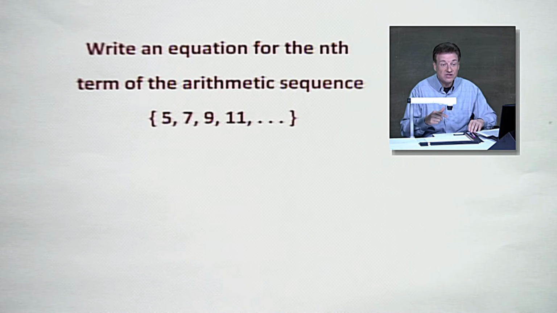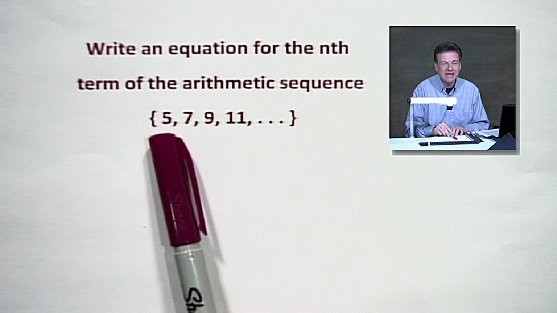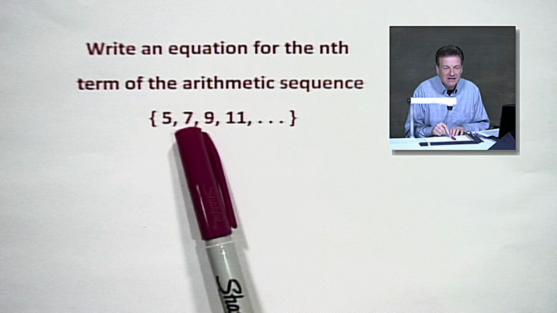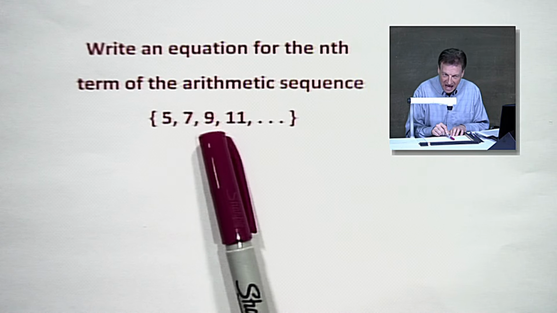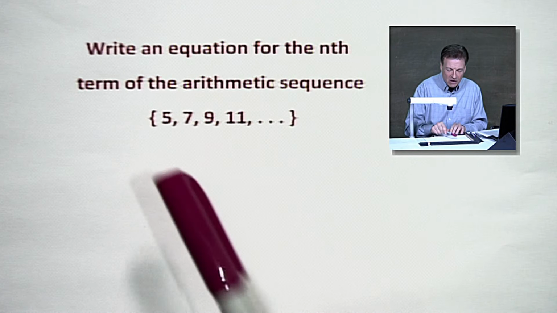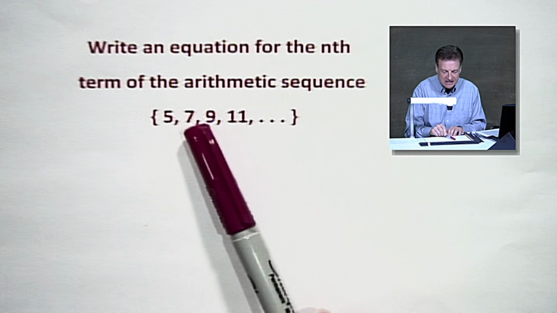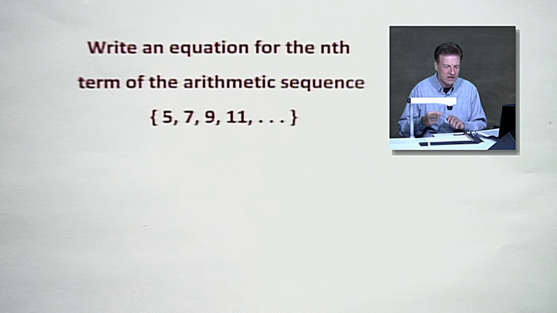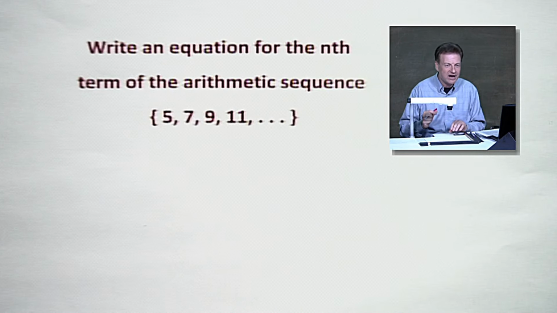N, by the way, is the number of the term. So, for example, 5 is the first term. That would be n equals 1. 7 is the second term. That would be n equals 2. You get the idea. 9 the third term, so n would equal 3. Well, we're looking for a formula that will give us those numbers. Now, notice it's arithmetic because there's a common difference between those. So we've got a nice little formula to work with here.